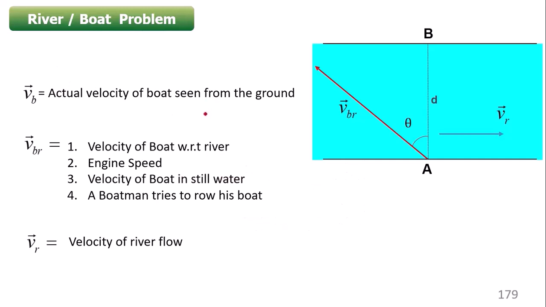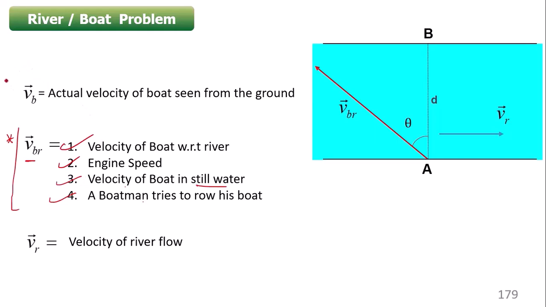There are different notations that are used to signify the VBR parameter. VBR is one of the most important parameters for this type of problem. VBR is treated as the velocity of boat with respect to river, or it can be called the engine speed, or the velocity of boat in still water, or a boatman tries to row his boat, or a swimmer tries to swim along. Whenever this type of statement comes inside the problem, you must understand that these are basically the VBR parameter.